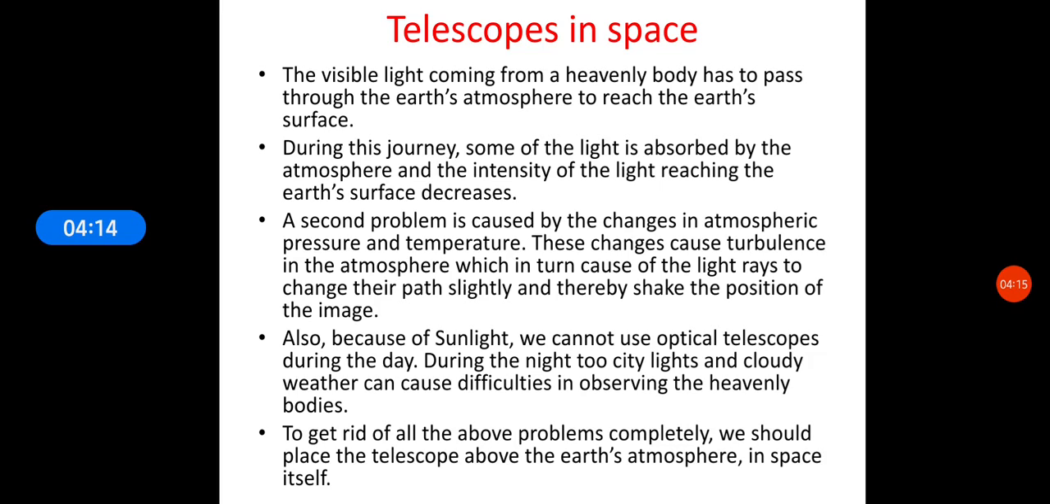The visible light coming from a heavenly body has to pass through the Earth's atmosphere to reach the Earth's surface. During this journey, some of the light is absorbed by the atmosphere and the intensity of the light reaching the Earth's surface decreases. A second problem is caused by the changes in atmospheric pressure and temperature. These changes cause turbulence in the atmosphere, which in turn causes the light rays to change their path slightly and thereby shake the position of the image.